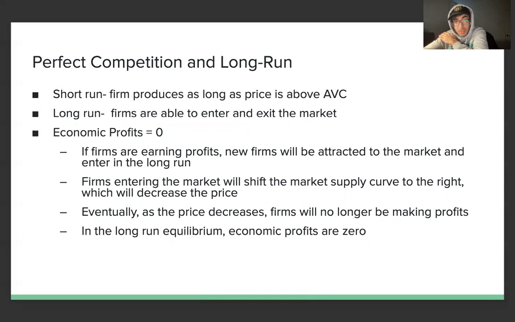And once new firms enter, that will shift the market supply curve to the right, which will decrease the price. And as price decreases, your profits are going to go down and down, and it's going to reach the point where the profits are zero. Same logic goes for if firms are making losses in the short run, then firms would want to leave the industry. And as firms leave the industry, the supply curve shifts to the left, and that increases the price. And ultimately, all the losses go away until the profits are back to zero.